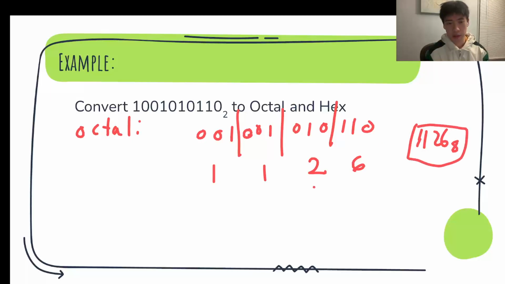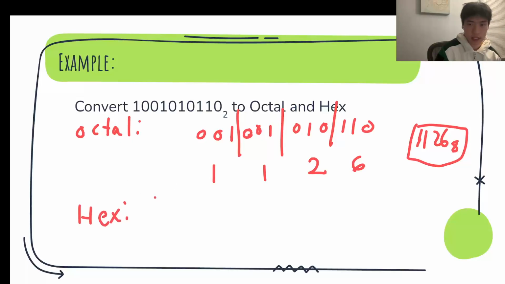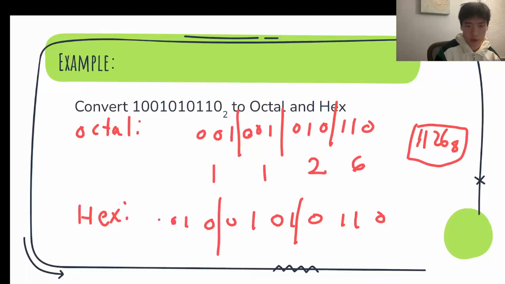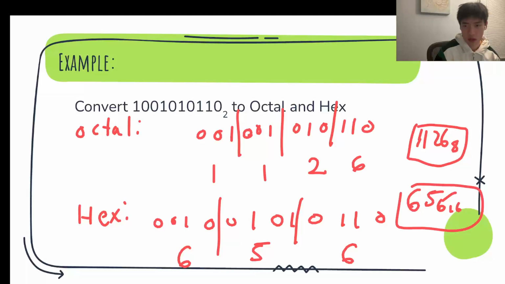All right. And for hex, it's very similar. So let me write this number out. Except groups of 4. So from the right side, this is a group of 4, this is a group of 4, and this is a group of 4. Convert individually. So this is 6. This is 1, 2, 4, 5. This is 6 as well. So we have 6, 5, 6 in hex.